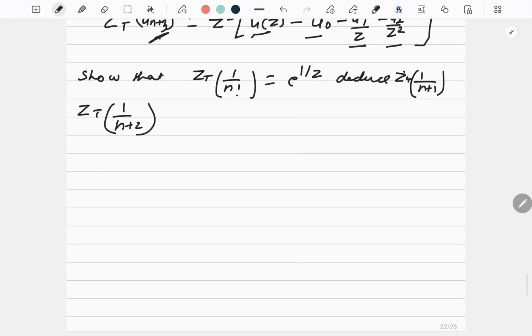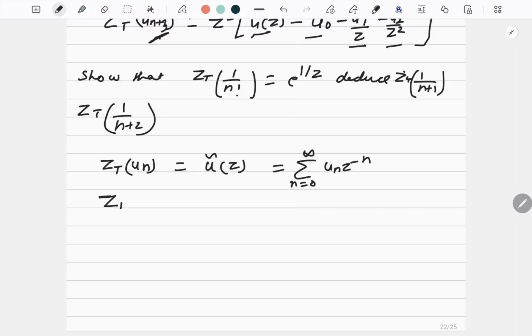Let us see one question. Show that the Z transform of 1 upon n factorial is e to the power 1 by z. So what is the Z transform of u_n? The Z transform of u_n is U(z). This we all know, right? And this is equal to summation u_n z to the power minus n, n equals 0 to infinity, which is the basic definition, right?